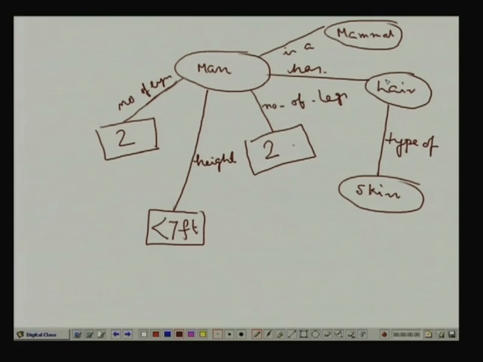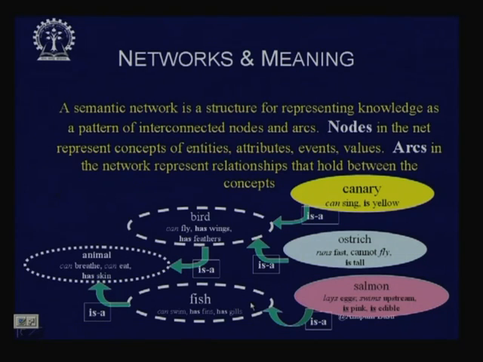We saw that birds have feathers, but man has hair. And what is hair? Hair is a type of skin. So here you see this is another concept, and another concept, and another concept, so they are different entities, and there can also be values. So it's not necessary that only concepts will be nodes. In a semantic network, we can have different types of nodes. So let's go back to the definition once again. Nodes in the net represent concepts of entities, attributes, events, values, etc. We'll see events later. Arcs in the network represent relationships that hold between the concepts.